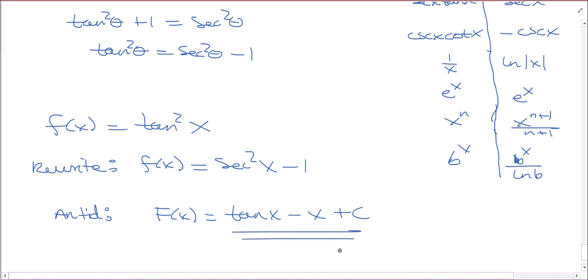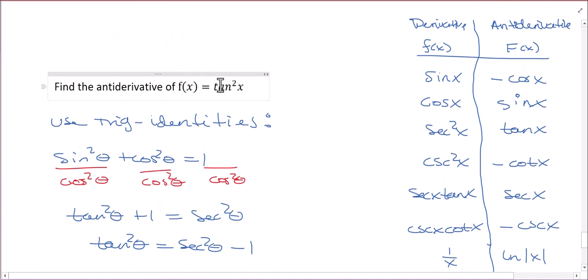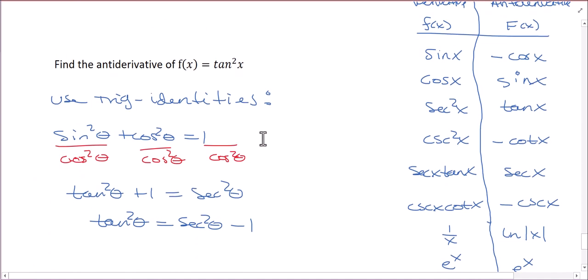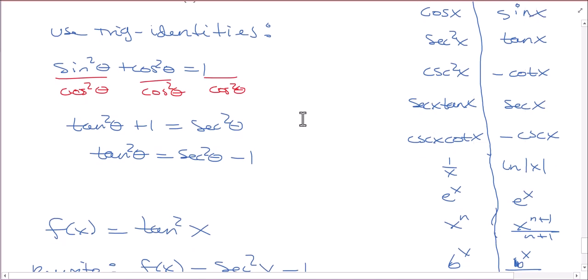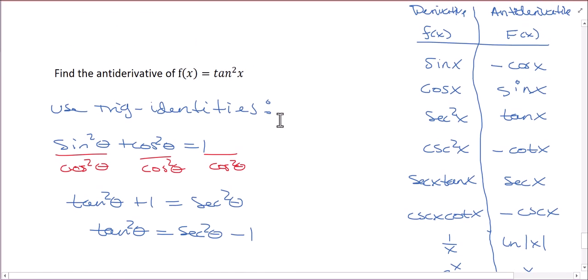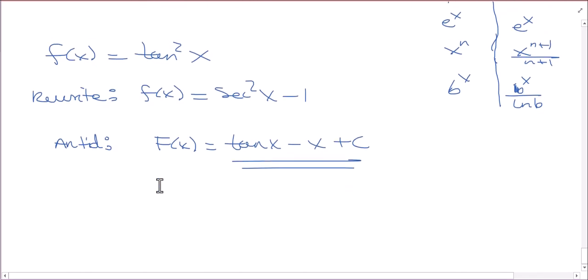And that's that. So here the tricky thing was remembering the identity for tangent square x. Well, first, recognizing that you can't just take the antiderivative of tangent square. It's not one of the ones that gives me a function right away, so I have to rewrite it. How do I rewrite it? I have to use trig identities. Which trig identity? The one that gives you tangent square equals something. If you don't remember it, derive it, and then take the antiderivative.